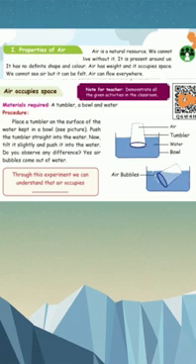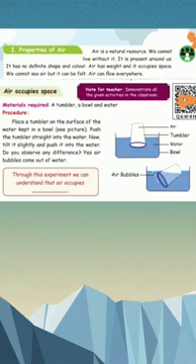Air occupies space. How do we know the air occupies space? Through one experiment, we can know that. For that experiment, we need some materials. Materials required: a tumbler, a bowl and water.